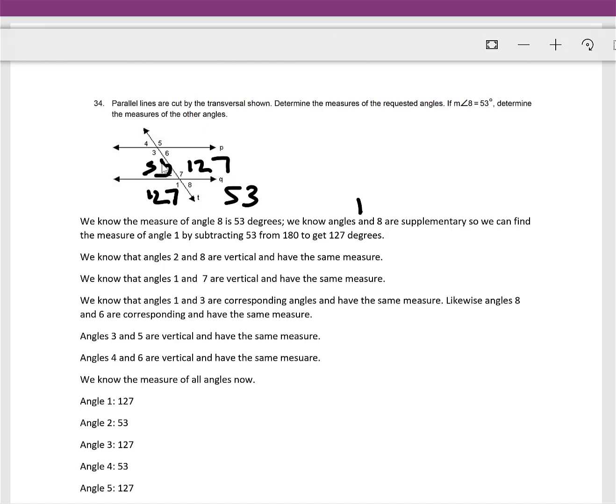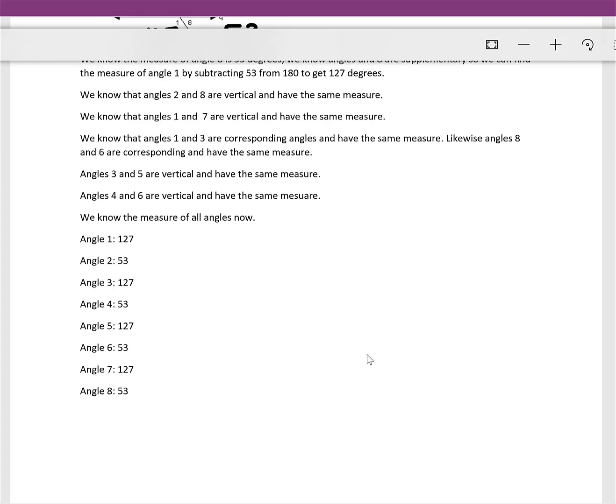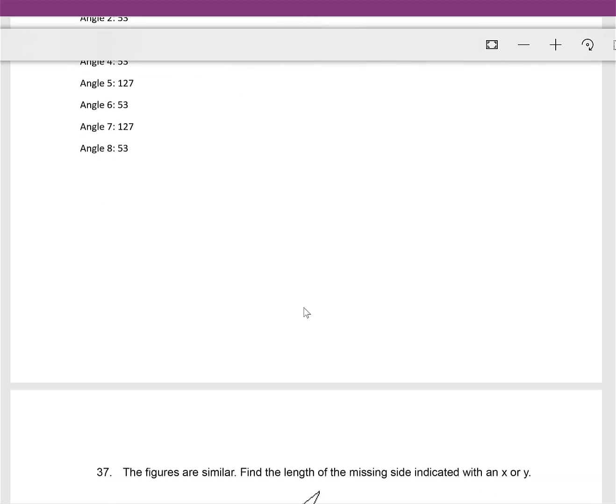And then again, let me get the eraser. Oh, here it is, let me erase this. It's not too clear. By some of the other relationships, this should be 53. Basically what happens is, if you come down here and work through them, all the odd angles are 127 and all the even angles are 53 degrees.